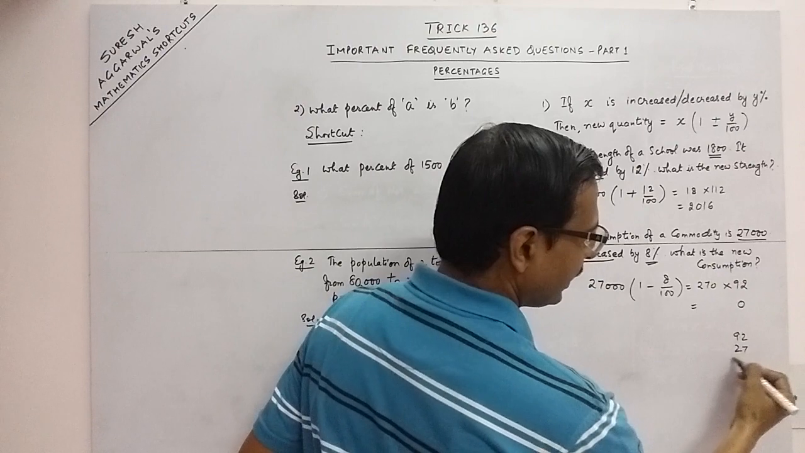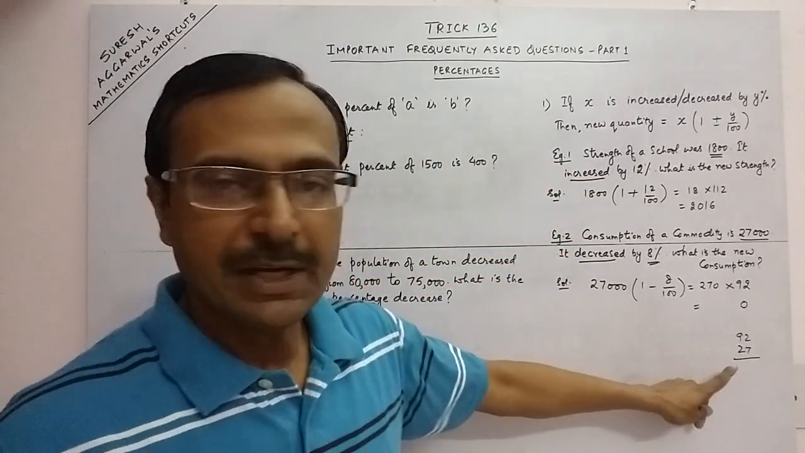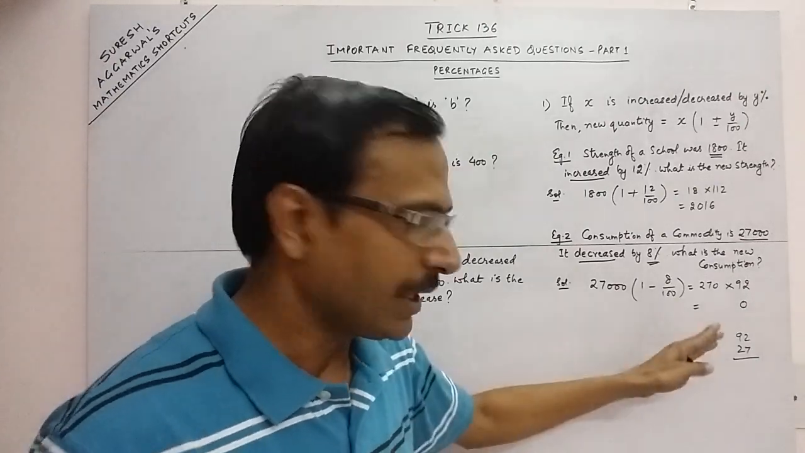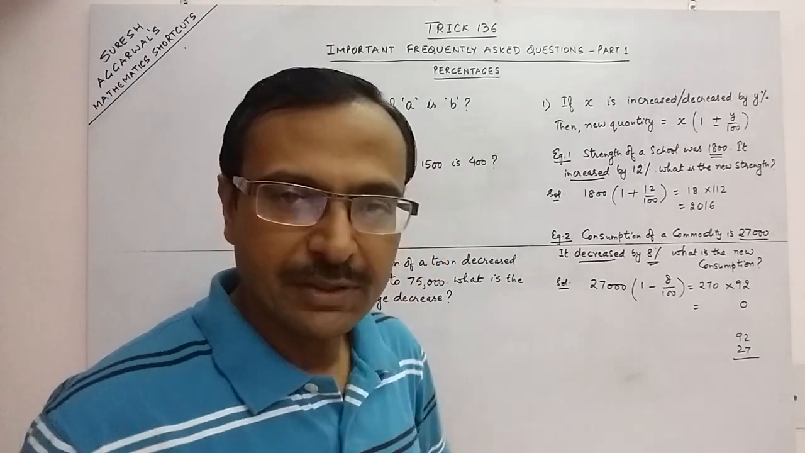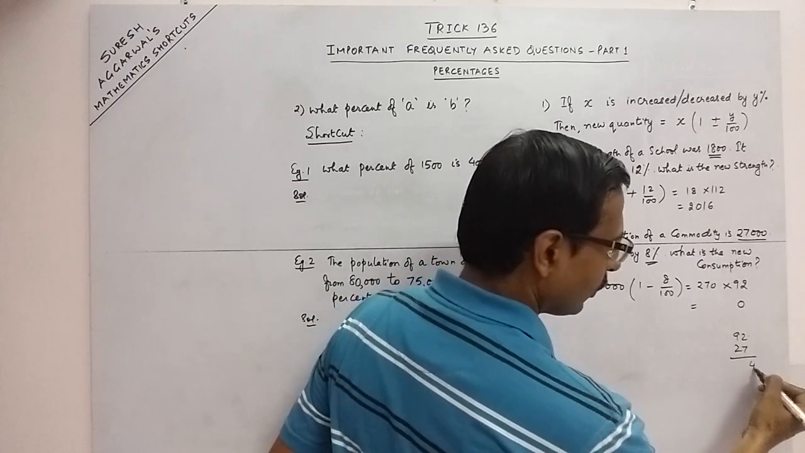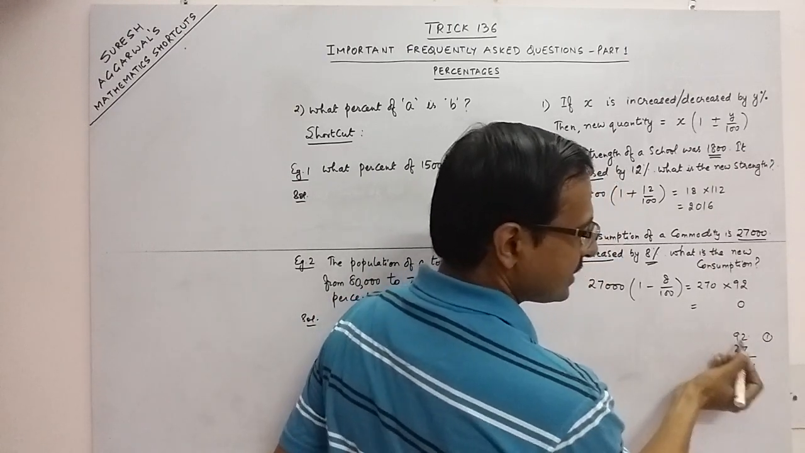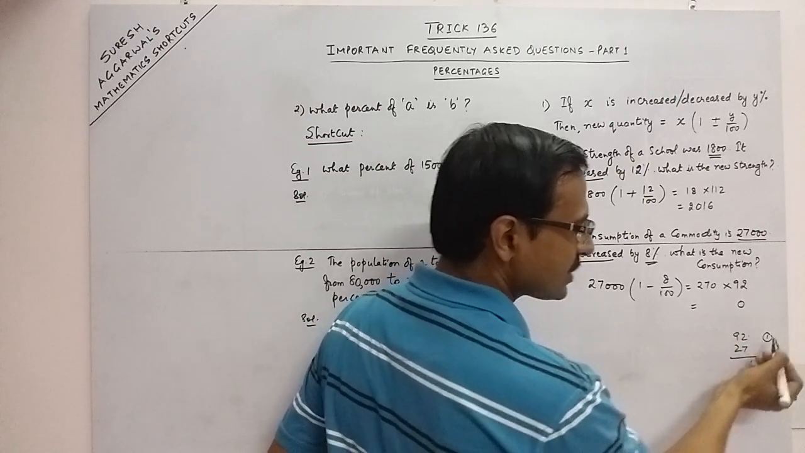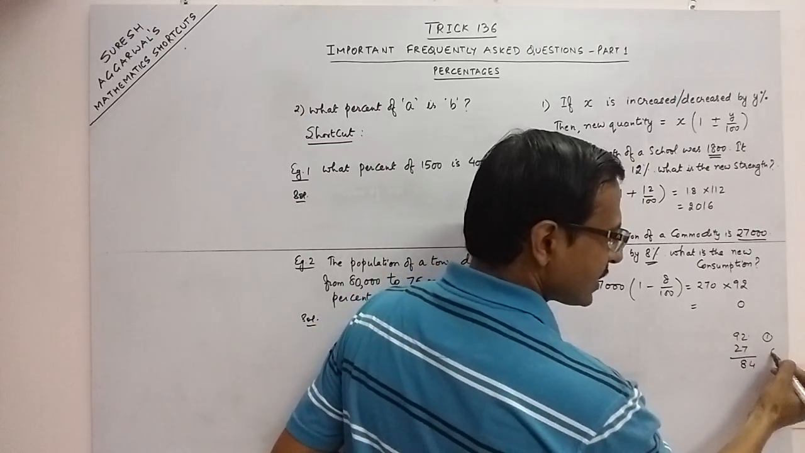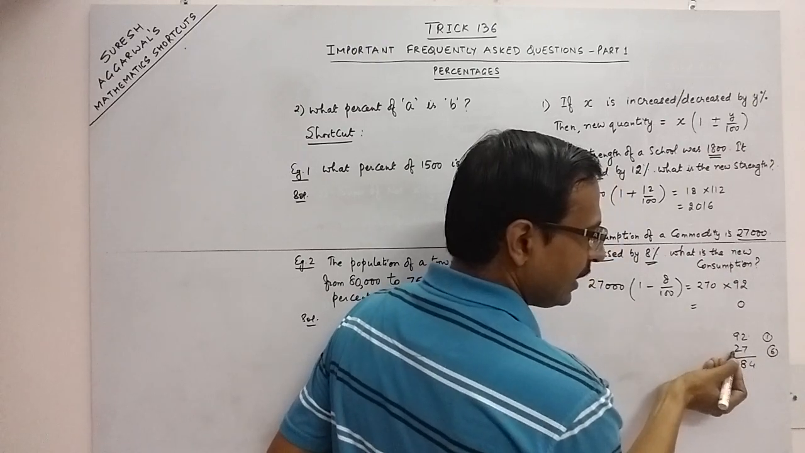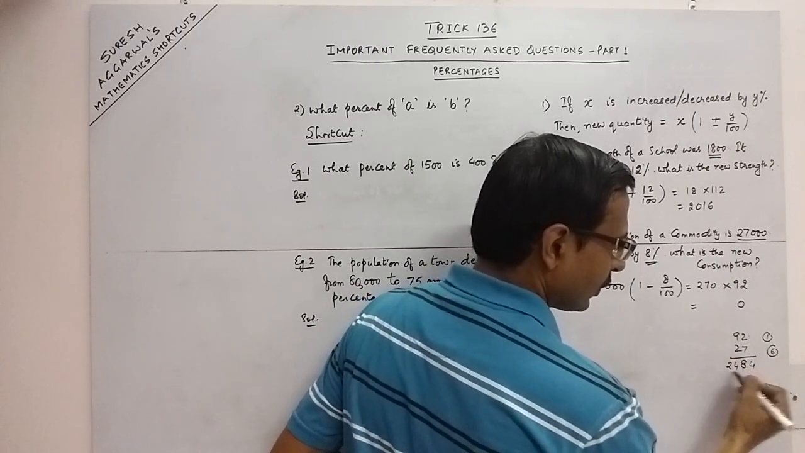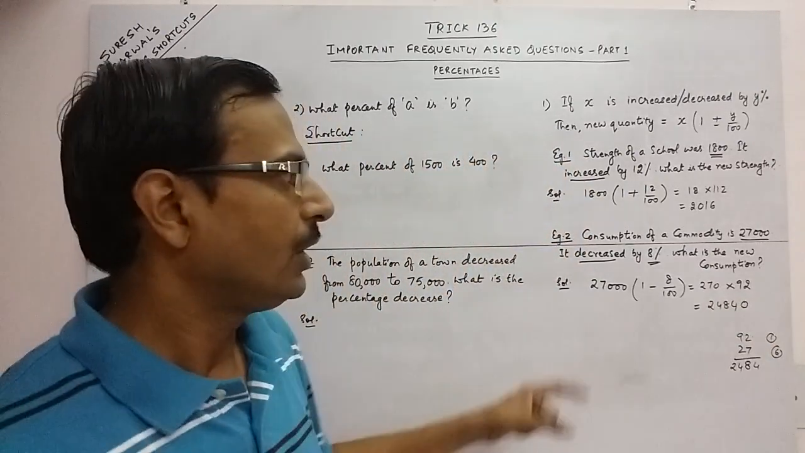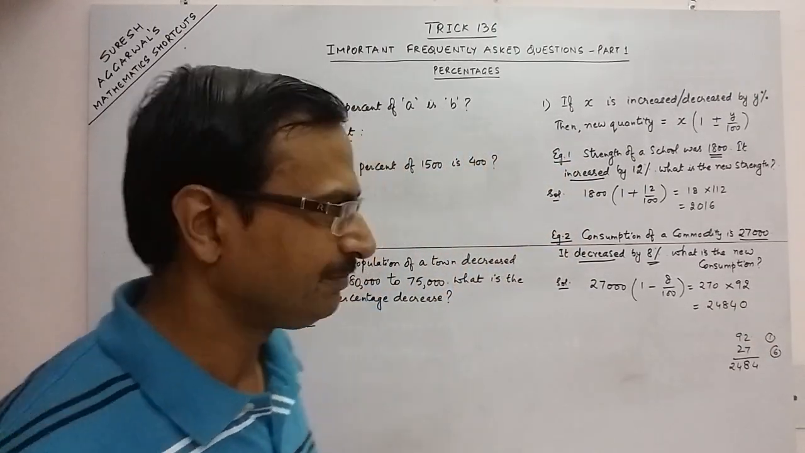27 multiplied by 92. Now for this, you can again use one of my tricks which I have discussed in my earlier videos using the Vedic method. So 7 twos are 14, 4, 1 carry, 9 sevens are 63, and 2 fours are 8. So 63 plus 4 gives you 67, plus 1 is 68, so 8 carry 6, and 9 twos are 18 plus 6 is 24. So 24840 is the new consumption of the commodity.